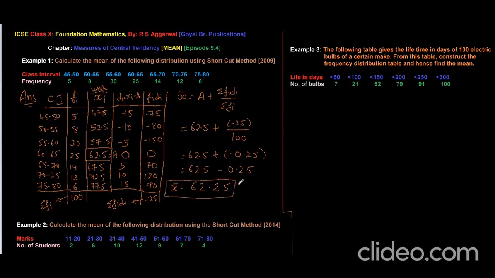62.25 is my mean. So I hope you understood this sum. It is pretty simple. If you do this sum 2 to 3 times, then it becomes very easy, so that you will not have any sort of a mistake in the formula. Let us move on to the next.